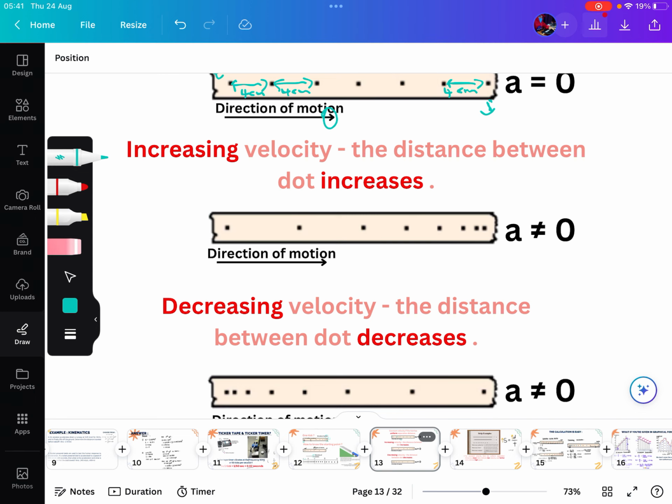So for increasing velocity, the starting point is over here, start, see this head, and then this is the ending. So you can see this is our starting point. From here it is a shorter distance, and then it is getting longer and longer towards the ending point. So if the separation distance increases, it means the velocity increases, which means the acceleration is positive. Acceleration positive.